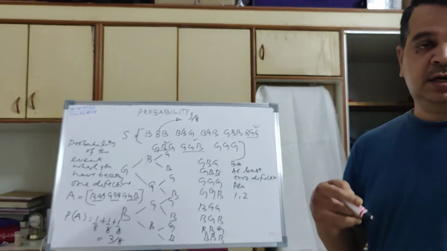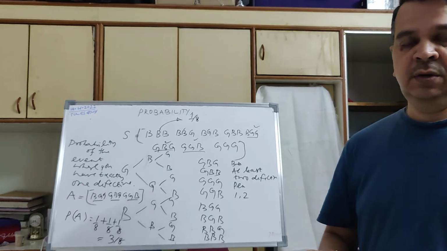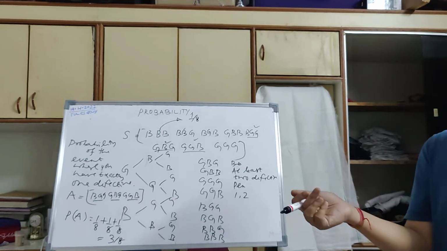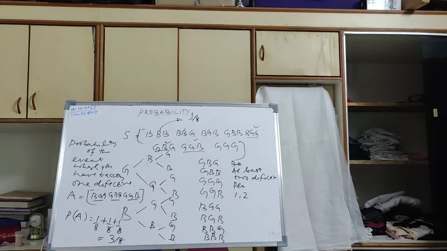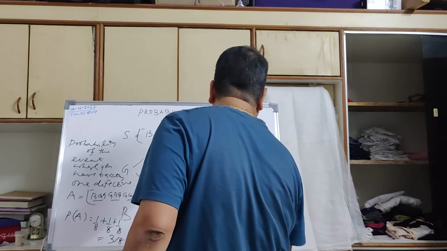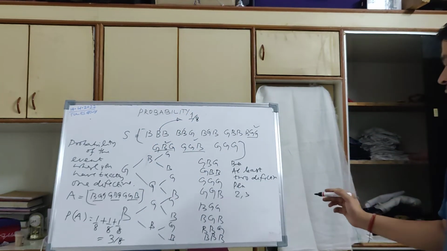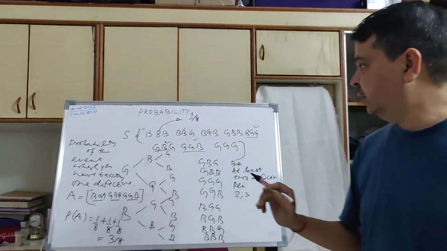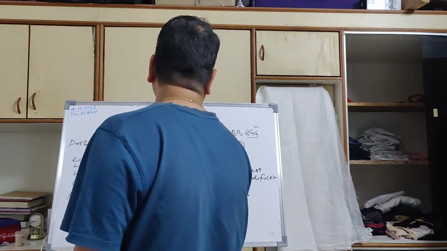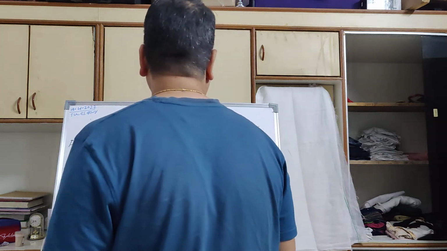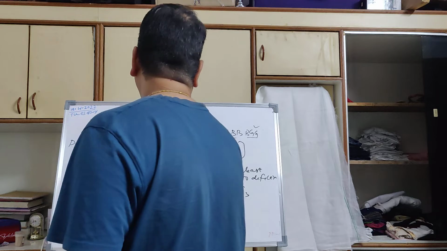At least 2 means what? At most 2 will include 0. At least means it will be either 2 or 3. At least 2 means you will have a minimum of 2, so 2 or 3 bad pens. Which are the 2-bad cases? This is 2 bad, this is 2 bad, this is 2 bad, and this is also 3 bad.